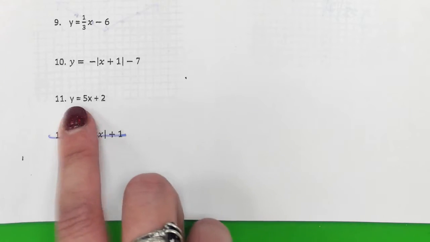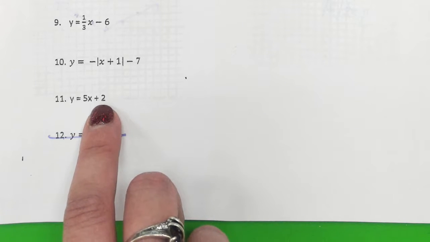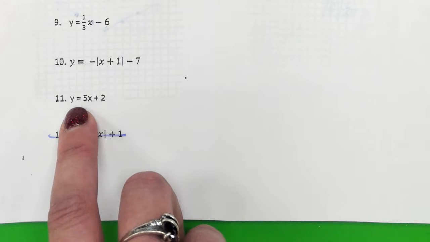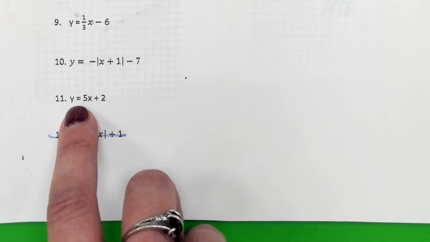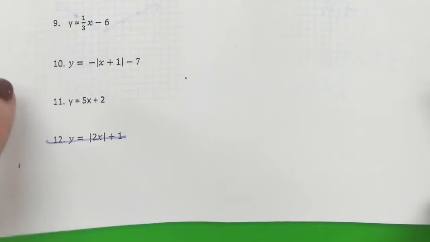All right, and then number 11, what kind of parent function? Identity. What did the 2 do? That's easy. It moved it up 2. What did the 5 do? Dilated, which means it did what? Stretched it vertically, right? It's pulling it up. Or you could say compressed horizontally. They mean the same thing, okay? Are y'all good?